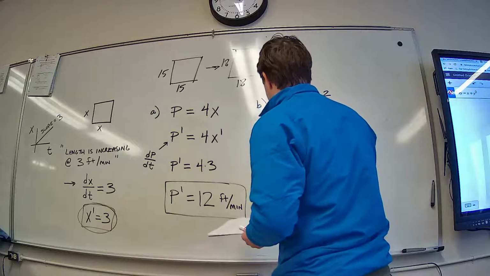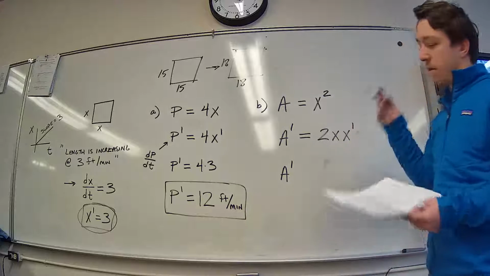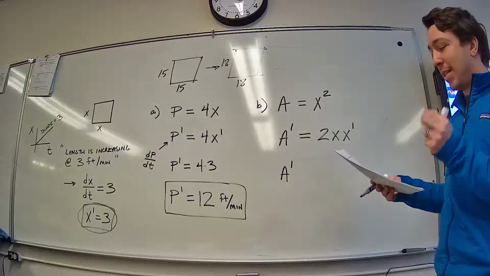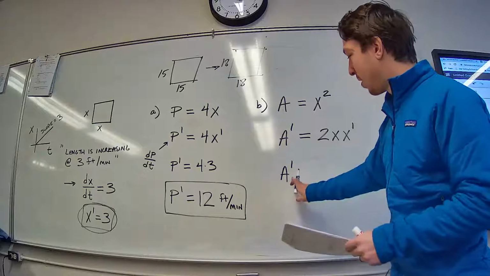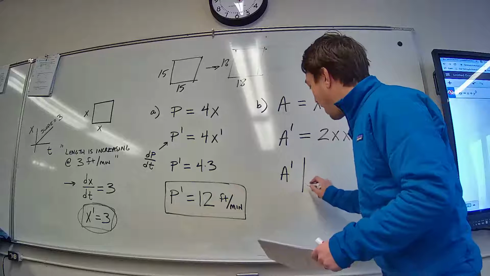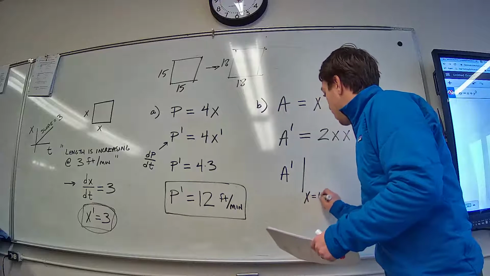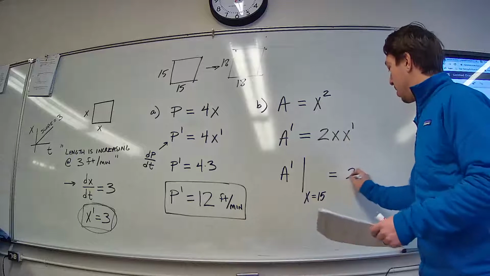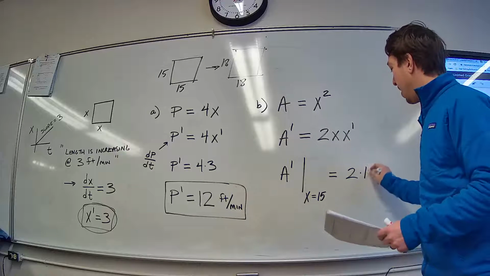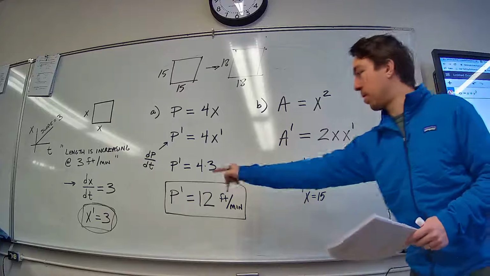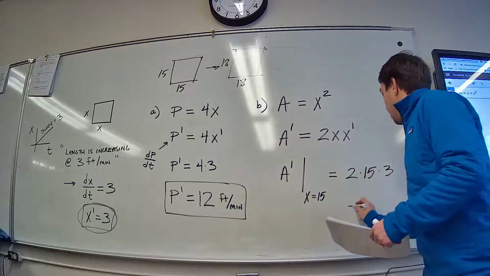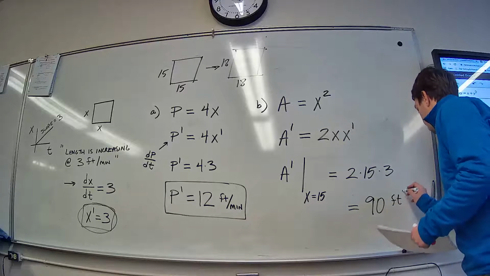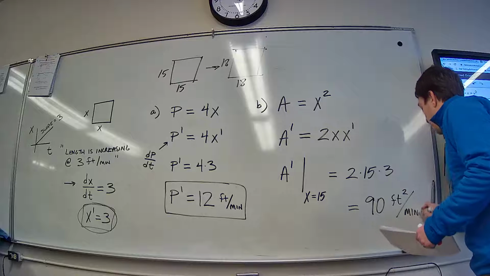So now here's some notation. The question specifically says, what's A prime at the moment when the side length is 15? So what you do is you say, I'm evaluating A prime at the moment when x is 15. So then you plug in 15 for x, and you plug in 3 for x prime. And so you get 90. 90 what? Square feet per minute.